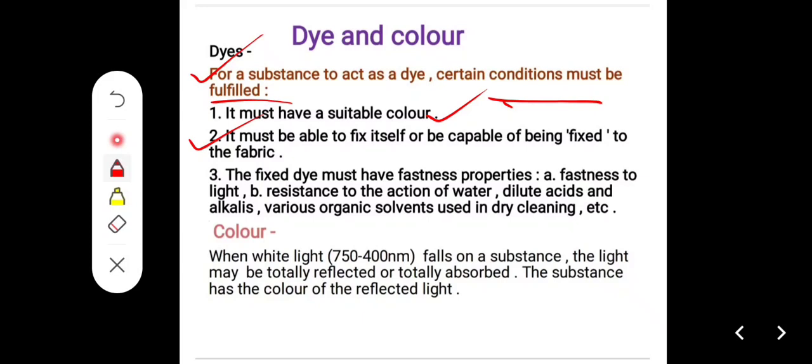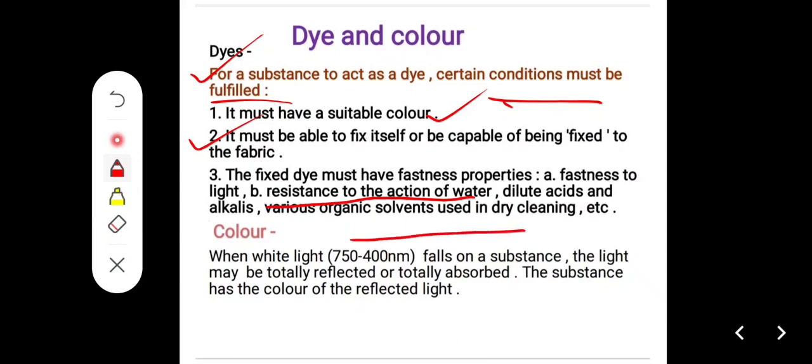And the fixed dye must have fastness property. Fastness property means fastness to light and resistance to the action of water. Fastness to light: when light is introduced, it does not react at all. And resistance to the action of water: when water is introduced, they are inert to the water and do not react with water. And also to dilute acid as well as alkali, and various organic solvents. So water, dilute acid, alkali, various organic solvents.